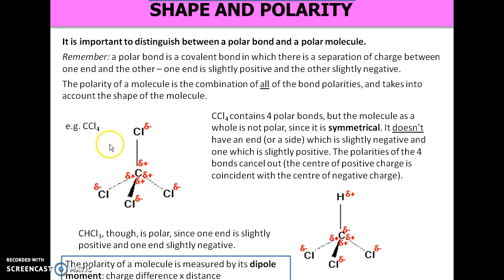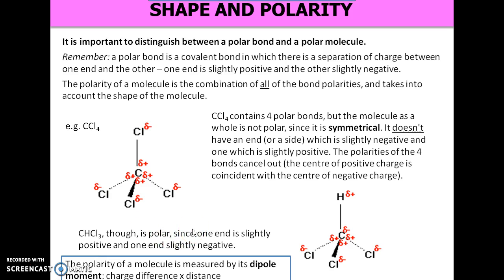So if we look, for instance, at something like tetrachloromethane, it's got four polar bonds. So you can see here delta plus, delta minus, delta plus, delta minus, delta plus, delta minus. The molecule as a whole, though, is not polar since it's symmetrical. And this will be a general rule: if a molecule contains polar bonds but is symmetrical, they will cancel out. Because you can see here it doesn't have one end that's slightly negative and one end that's slightly positive.